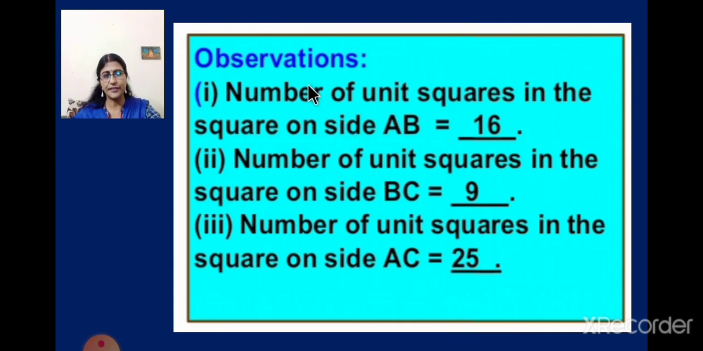And then observation. So you will write observation. First, number of unit squares in the square on side AB. So we have counted, it was 16. So you will write 16 here in this blank. And the number of unit squares in the square on side BC is equal to 9. And then third observation, number of unit squares in the square on side AC was 25. So like this you will fill the blank.